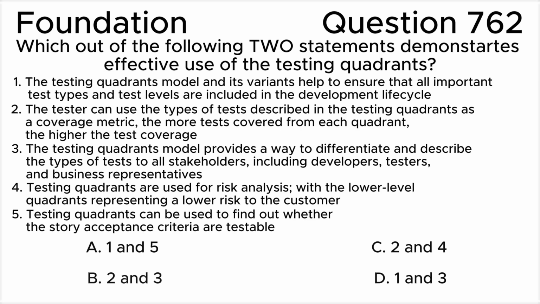3. The testing quadrants model provides a way to differentiate and describe the types of tests to all stakeholders, including developers, testers, and business representatives. 4. Testing quadrants are used for risk analysis, with the lower level quadrants representing a lower risk to the customer. 5. Testing quadrants can be used to find out whether the story acceptance criteria are testable.